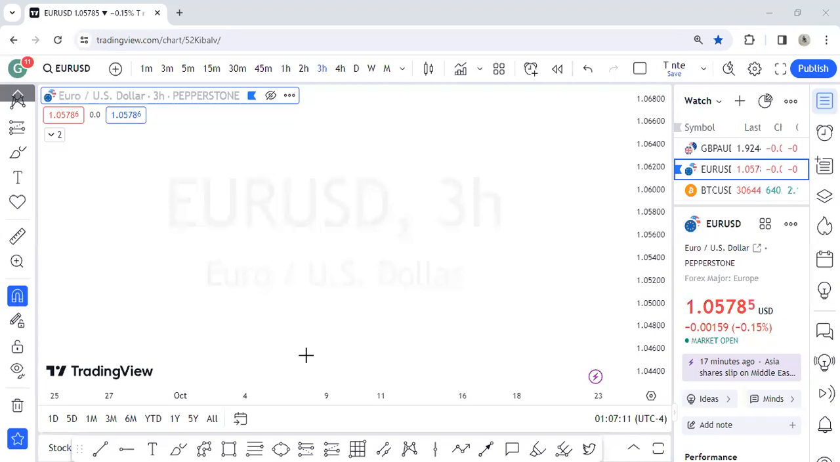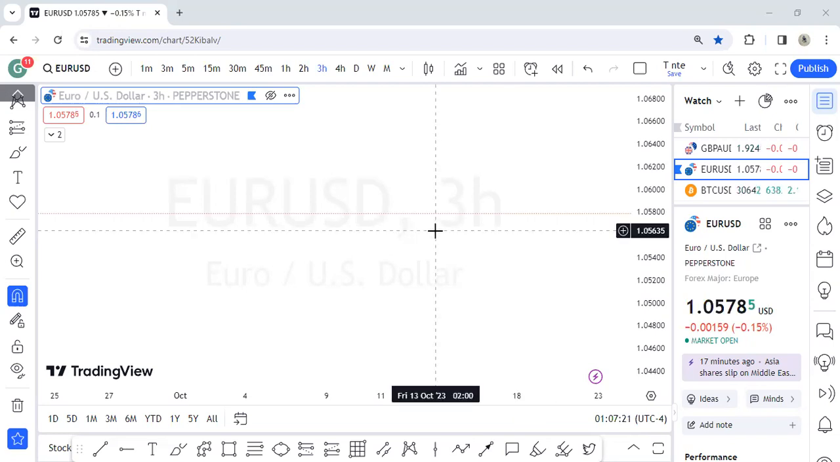So now today we're going to talk about a very popular retail concept, but from the smart money perspective. The concept of support and resistance. But we're going to look at a very unique approach to seeing support and resistance.